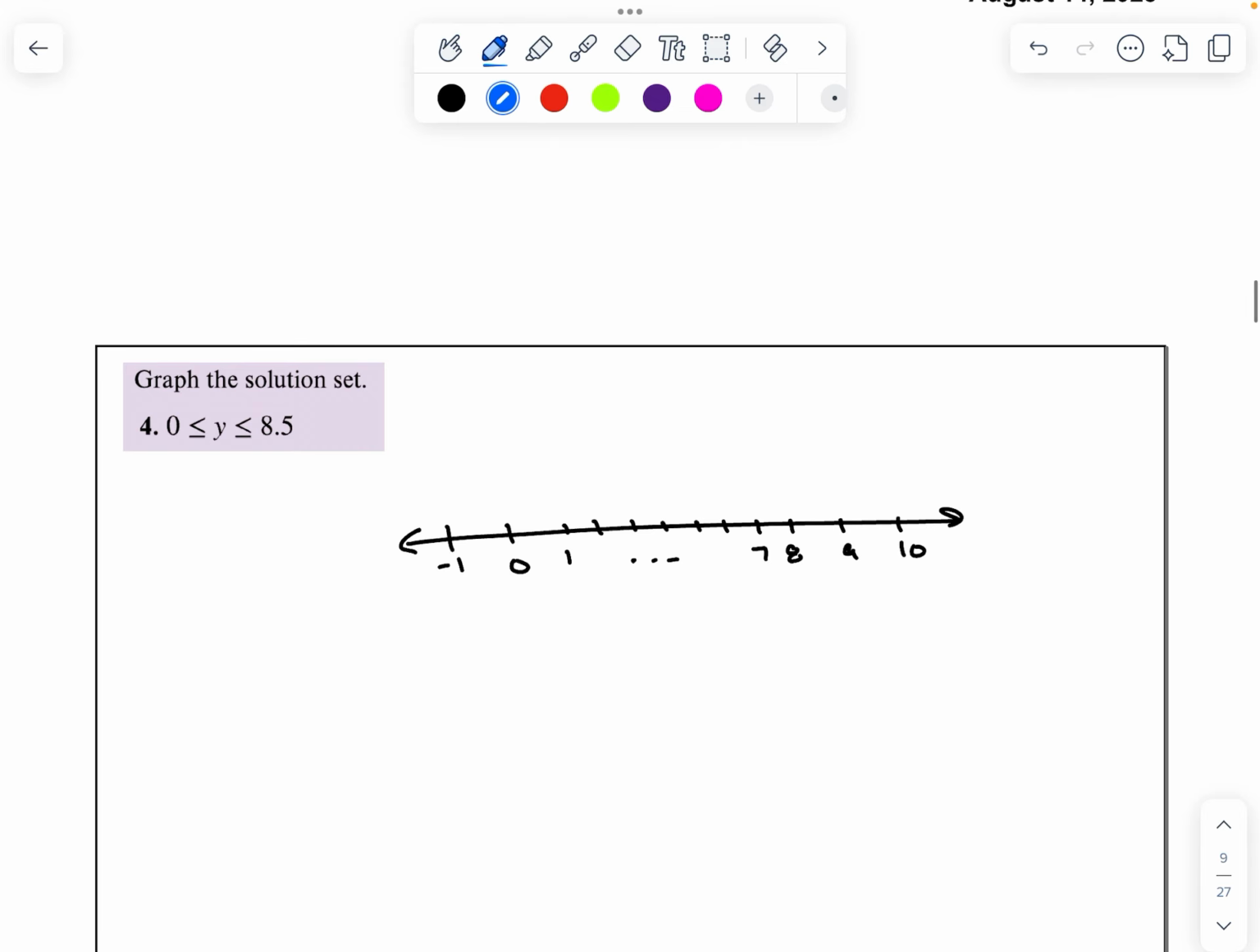On this one, I do something very similar. Notice that they both have a less than or equal to. And so the 0 is going to get a closed circle. The 8.5 is going to get a closed circle as well. And since y is sandwiched between, I'm going to shade between those two numbers. Again, closed circles and brackets mean the same thing when we're shading these. I could have done this with closed brackets facing inwards and shaded between the closed brackets instead of the circles.